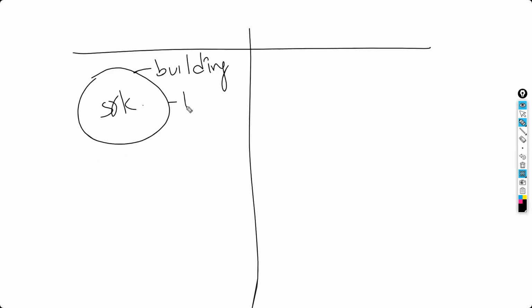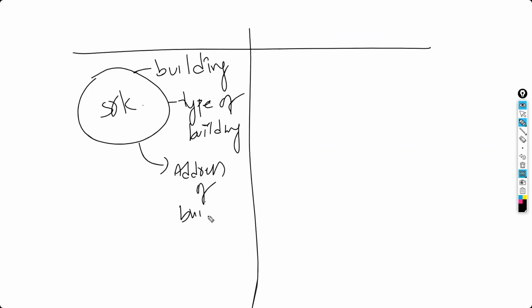Now, what is the type of the building? Different types of buildings we are having. And next, we are having the address of the building. And for the same thing, we are having the name of the building. Right? So a person is staying in a building, and we have the name of the building, the type of the building, and finally the address. Address is required for communication purposes.